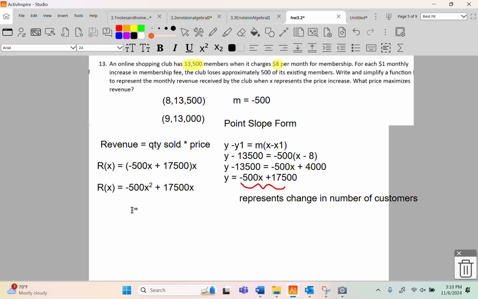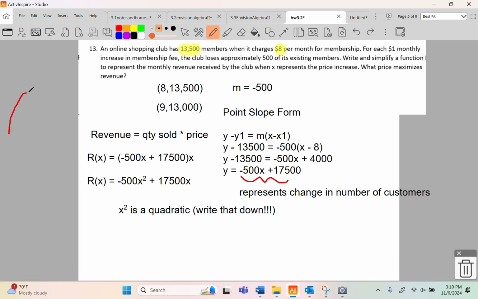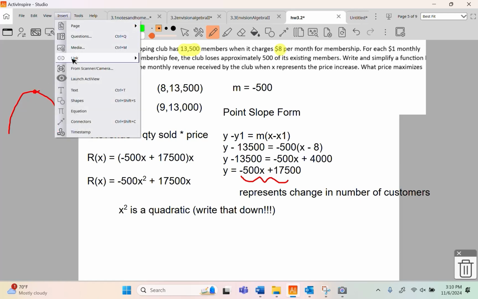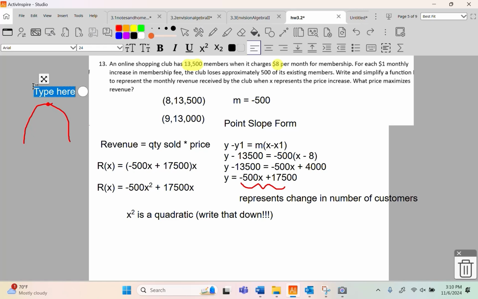Now, it talks about what price maximizes revenue. This is a quadratic, kids. X to the second, and I don't know why this is so hard, is a quadratic. Maybe you should write this down. All right? It's got a negative symbol. It's going to go up, and it's going to go down. And right here, this little guy, what do you call that point? You call it the vertex, is the max, okay?